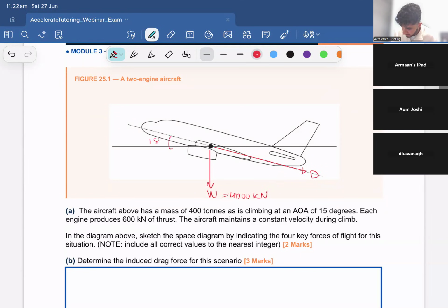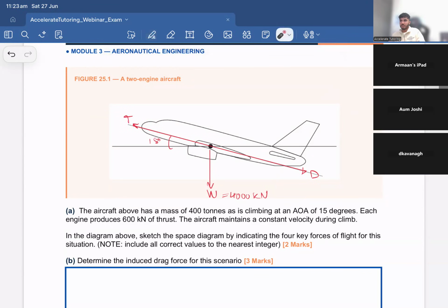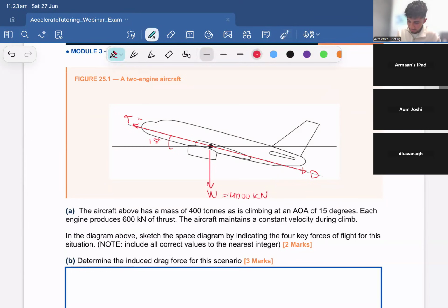That angle is 15 degrees. I have my thrust going up. Now, if the question didn't mention it, it is a dual engine aircraft. You can also tell from the diagram. There's one engine on either side. If each engine produces 600 kilonewtons of thrust, I just have 1200 kilonewtons of thrust being applied.